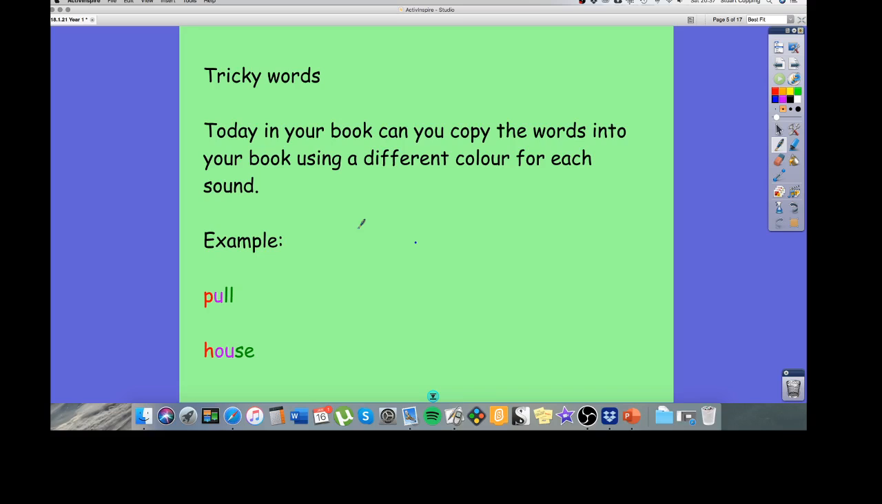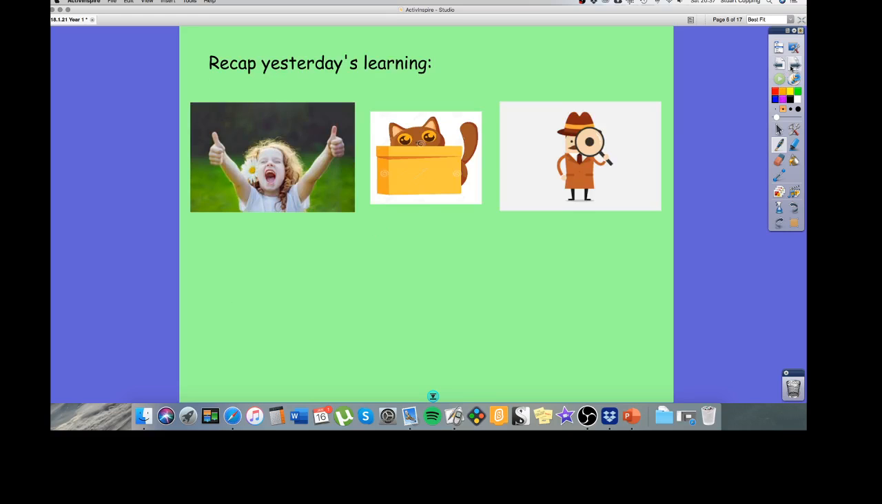Right, now you've got those 5 words written in your book. We're going to move on to today's sound. Oh no, we're not. Forgot about this. We're going to recap yesterday's first. So I've got 3 pictures here, and I want you to write the 3 words in your book that go with the picture. So here, what's this a picture of? Yeah, it's a child. So it uses the I sound from yesterday. Can you write child in your book?